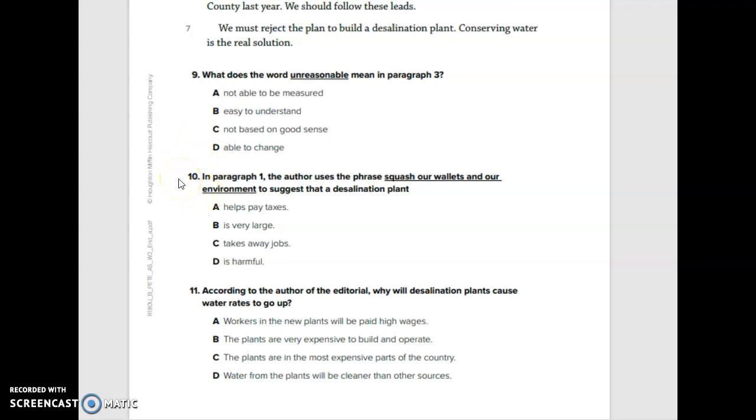Number 10. In paragraph 1, the author uses the phrase squash our wallets and our environment to suggest that a desalination plant helps pay taxes, is very large, takes away jobs, is harmful.